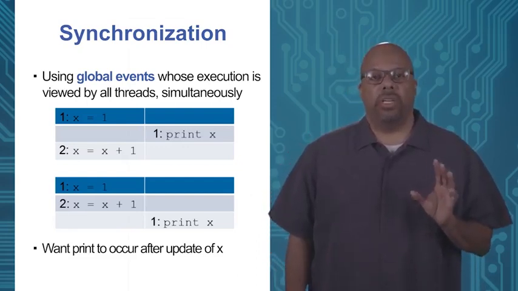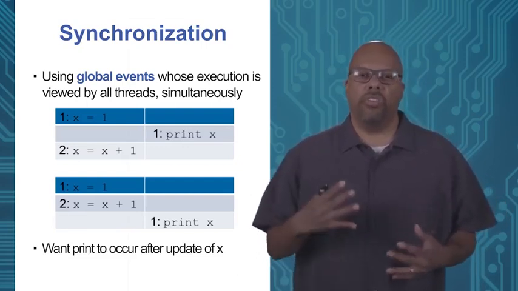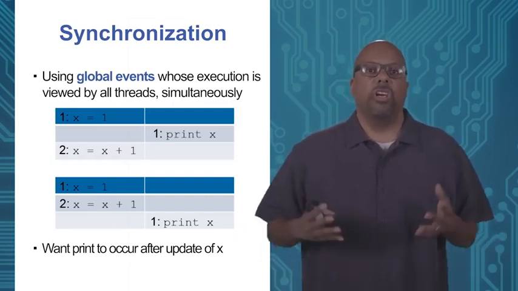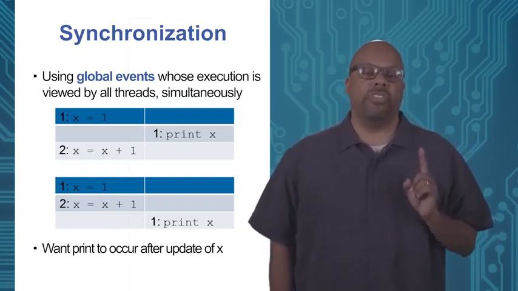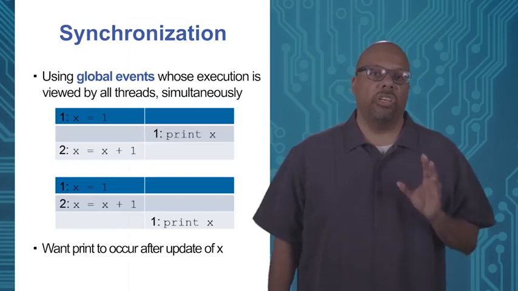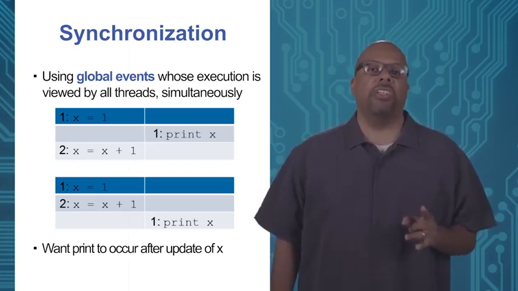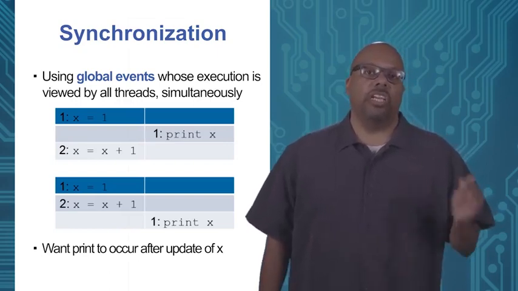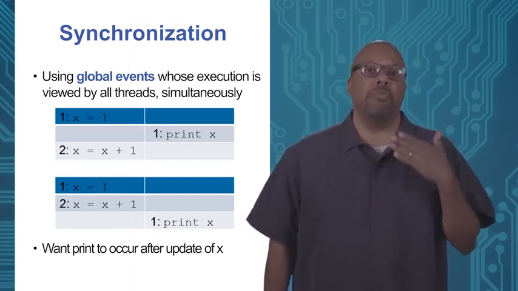But remember that since we have no control over their relative ordering, that's all up to the scheduler, we can't control which one of those two happens. Well, synchronization allows us to control that. We're going to use synchronization to make it so that the top interleaving is impossible.